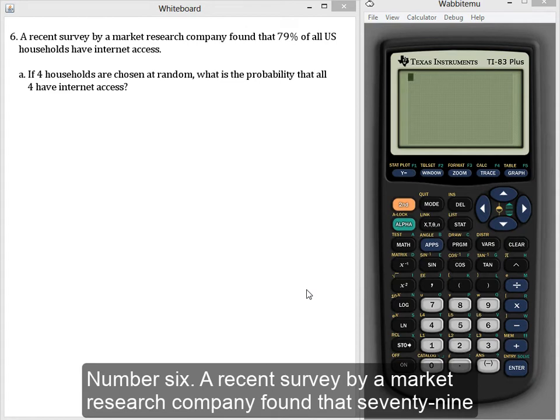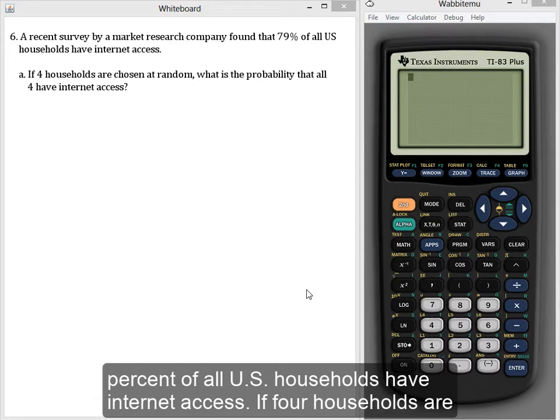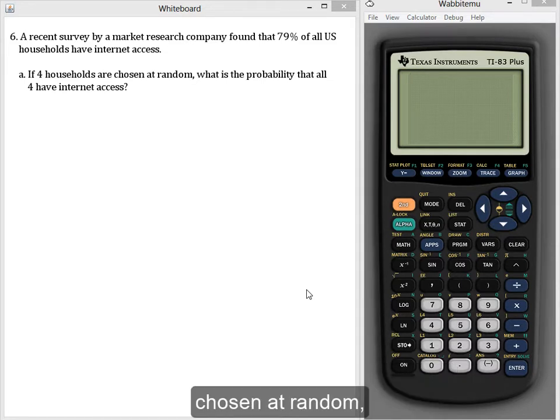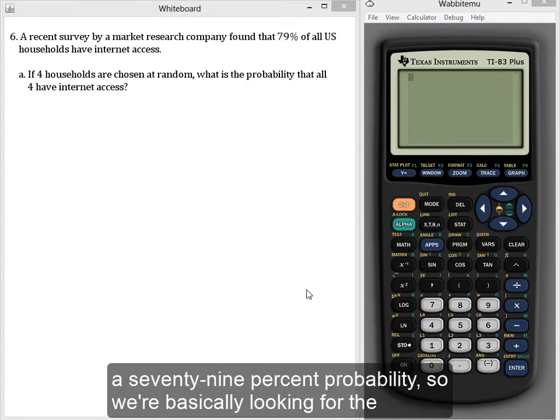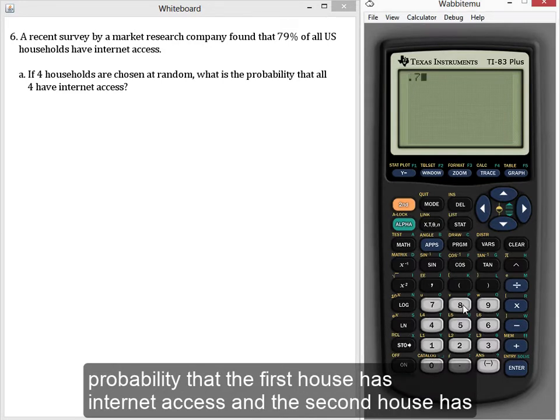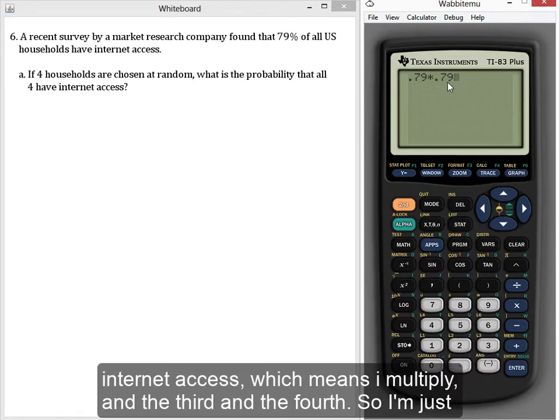A recent survey by a market research company found that 79% of all U.S. households have internet access. If 4 households are chosen at random, what's the probability that all 4 have internet access? Well, each house has a 79% probability. So we're basically looking for the probability that the first house has internet access and the second house has internet access, which means I multiply, and the third and the fourth.